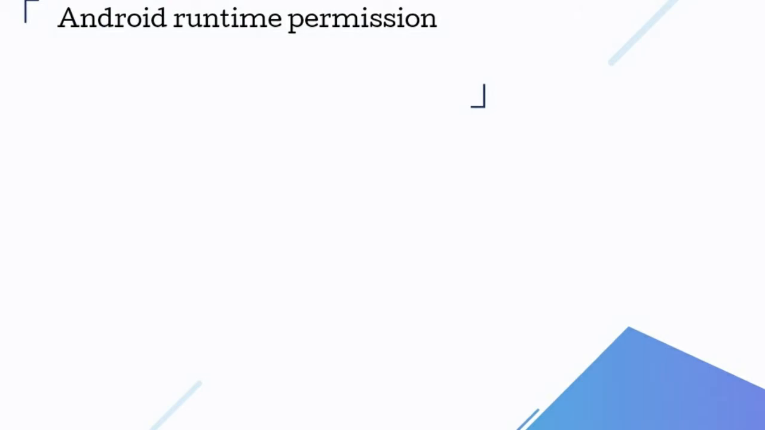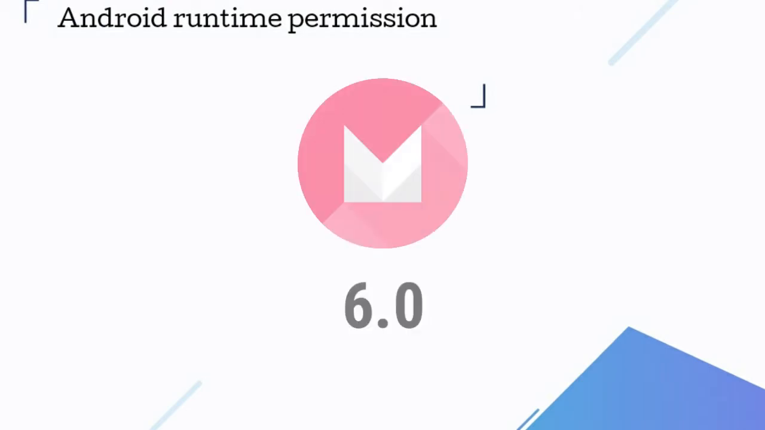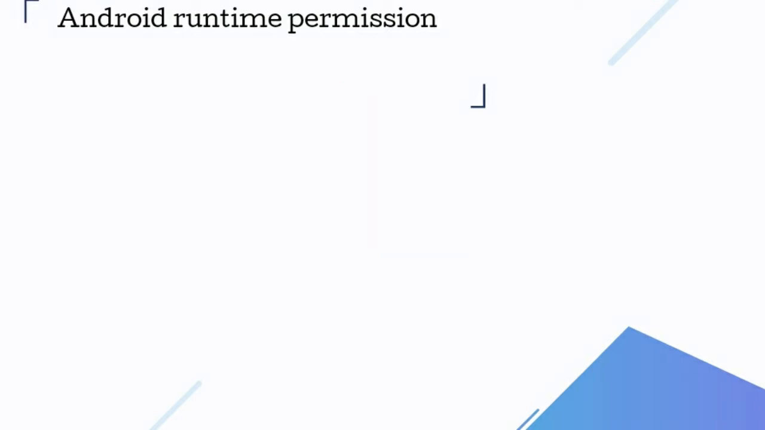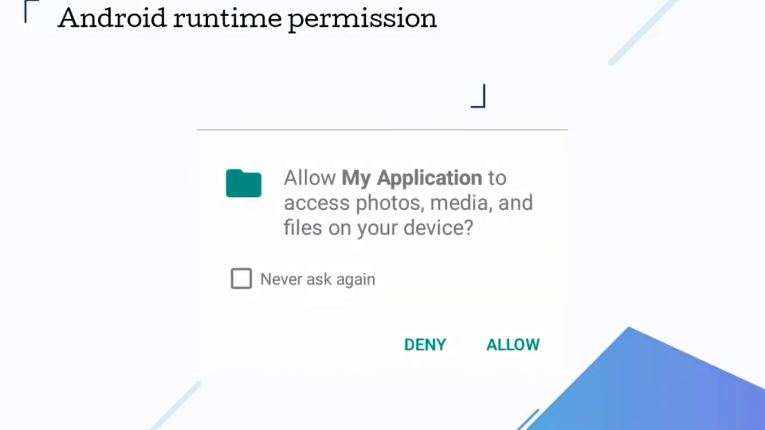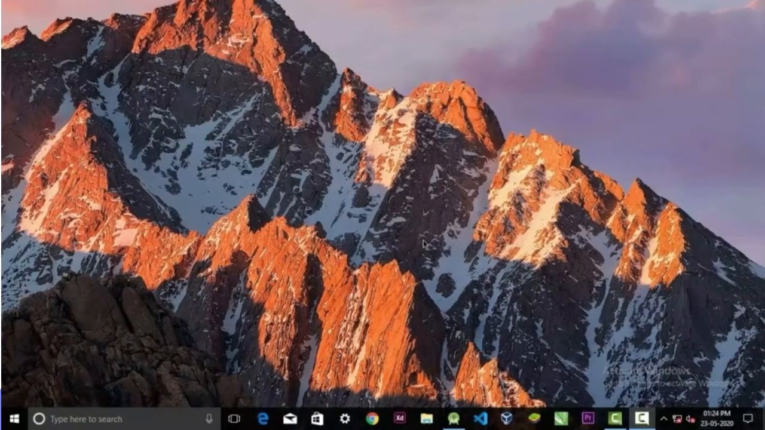Until Marshmallow came, permissions were granted automatically when the user installed the application. But now Google has changed the rules. Now we have to ask for the permissions in runtime if the user's Android version is Marshmallow or higher.